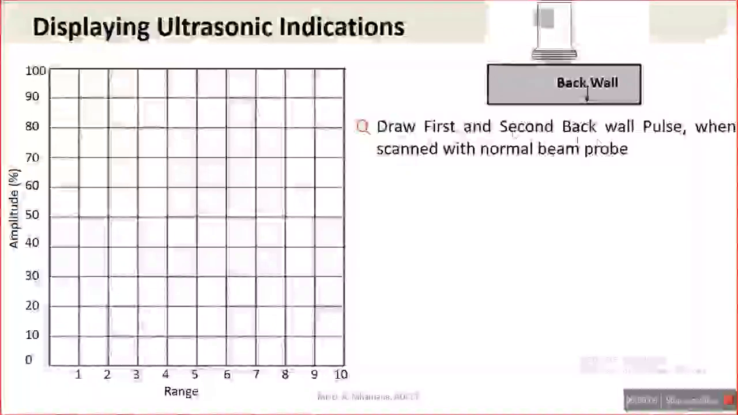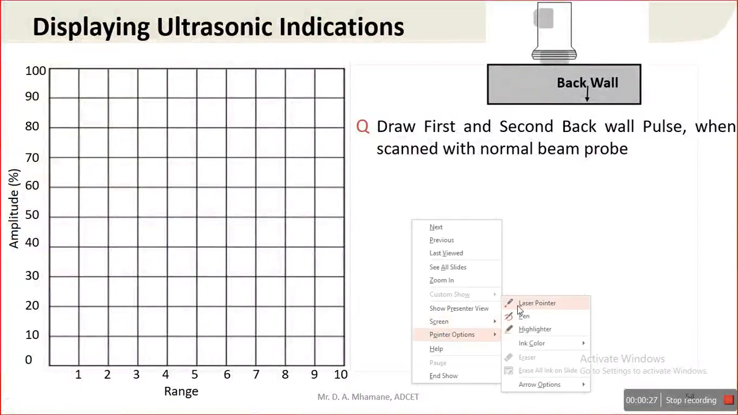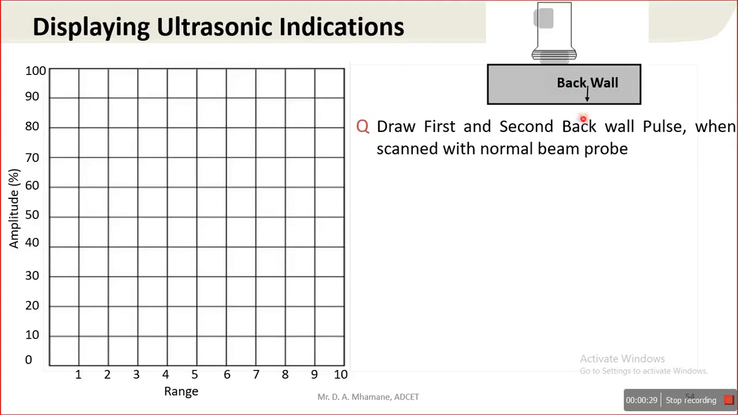Draw first and second backwall pulse when the component scanned with normal beam probe. So friends, here this plate is to be inspected with the help of normal beam probe. This extreme entity can be called it as back wall echo, back wall, or extreme end of that component. So when that transducer transmit the ultrasound, it will strike on back wall, again it reflect, and it comes and it received by the transducer.